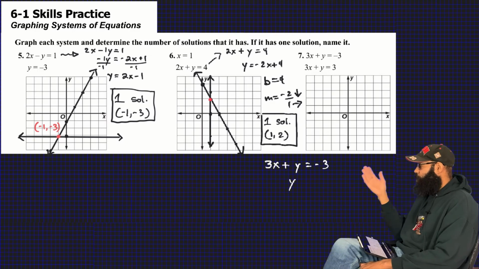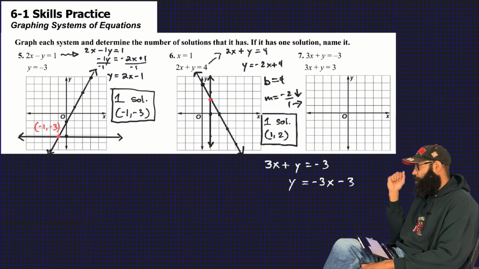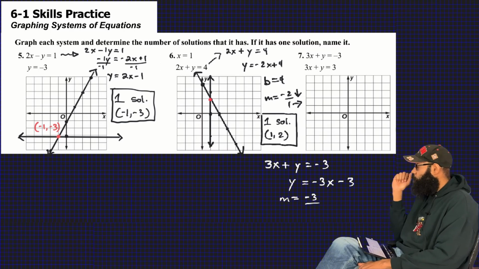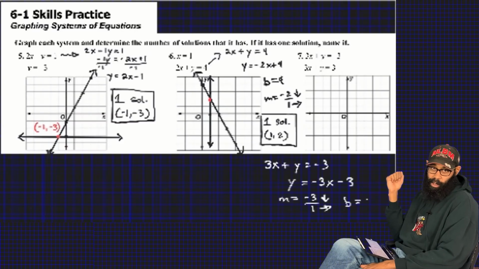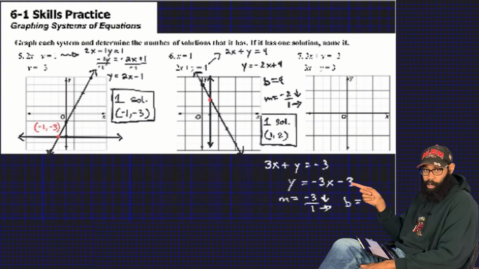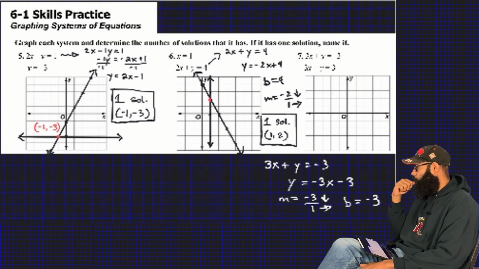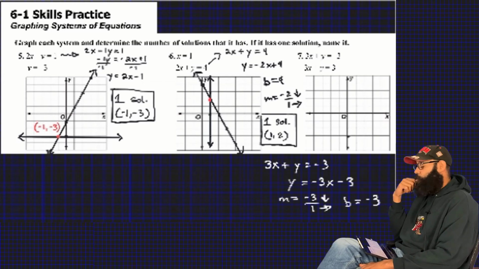Next two are both written in standard form, which we do not like, but they're easy enough to move over. So we subtract 3x on both sides, and there we go. y is equal to negative 3x minus 3, with m being negative 3. What's that mean? You're going to go down 3 to the right 1. Where's your b? Right there for you, negative 3. And we can graph that first one, and then we'll work on the second one.